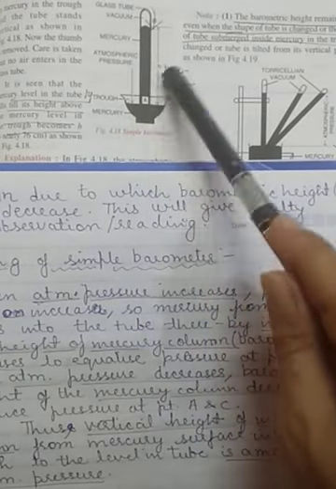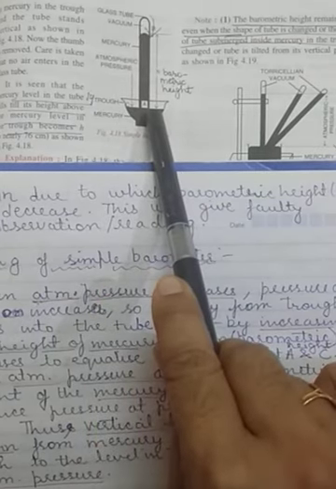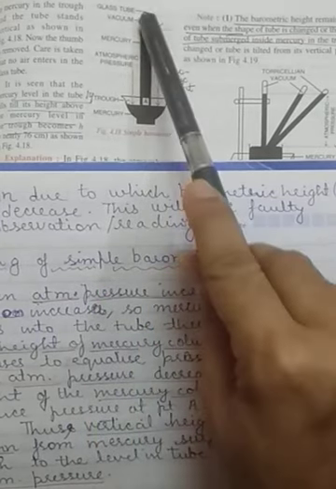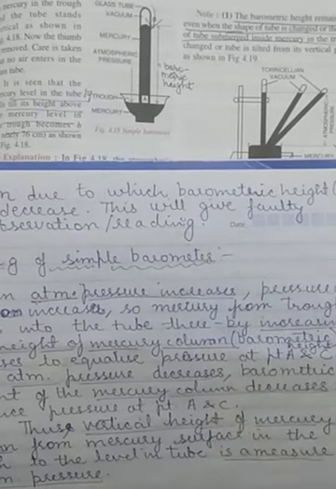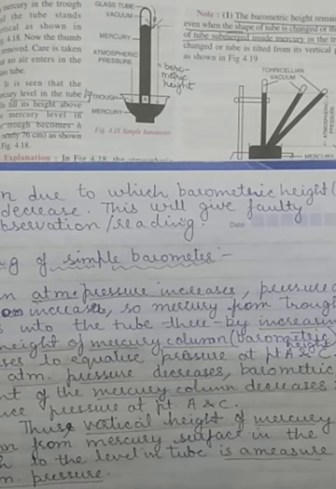So the more the atmospheric pressure, the more will be the pressure at C, the more will be the pressure at A, and the height of the mercury in the glass test tube will be more. That is, barometric height increases.